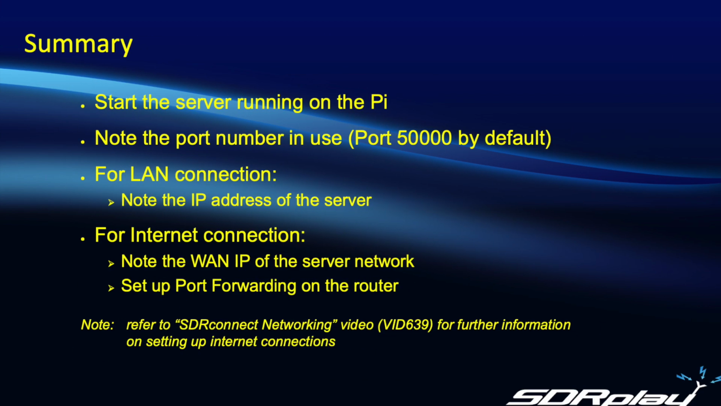So in summary, first start the server running on the Pi, and note the port number that's in use. If you're then on your local LAN, you'll just need to know the IP address of the server on that LAN. If you're coming in through the internet, you'll also need to know the WAN IP address of the server network, and you will have to have port forwarding set up on your router. There is further information available if you refer to the SDRconnect networking video, a link to which is in the description of this video.